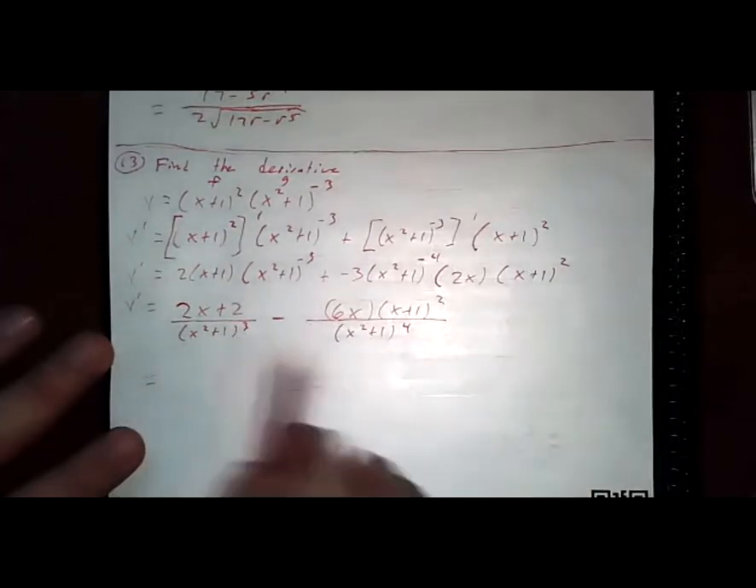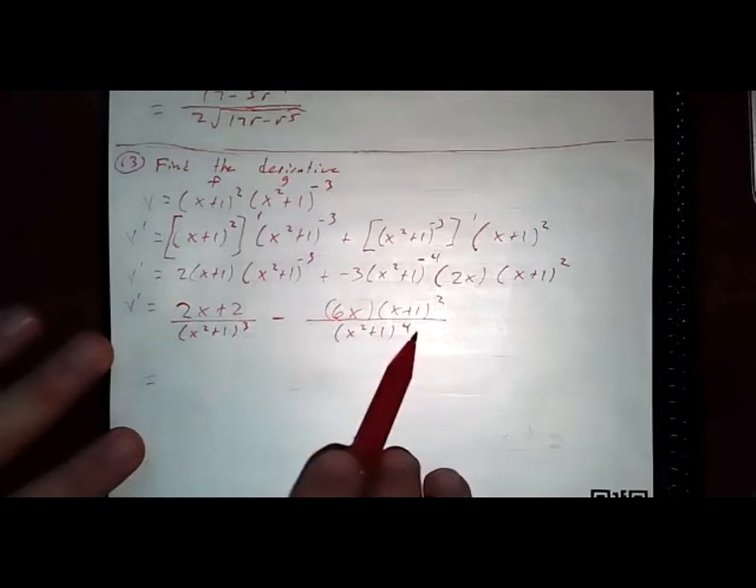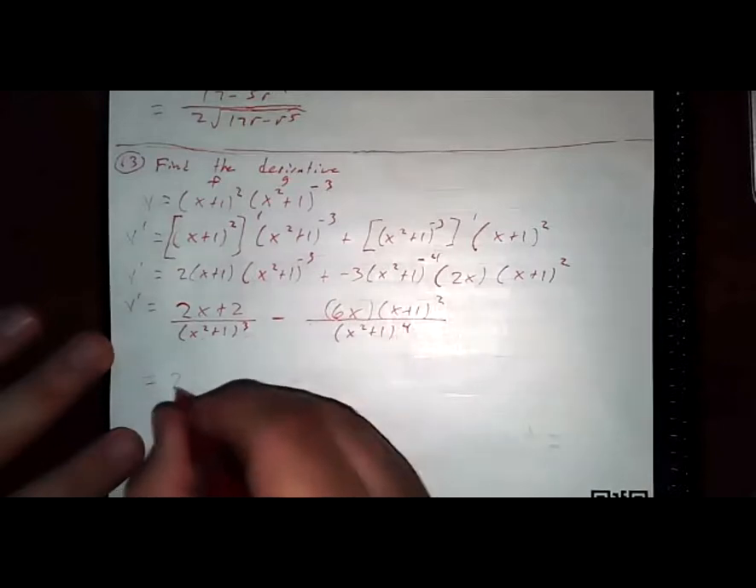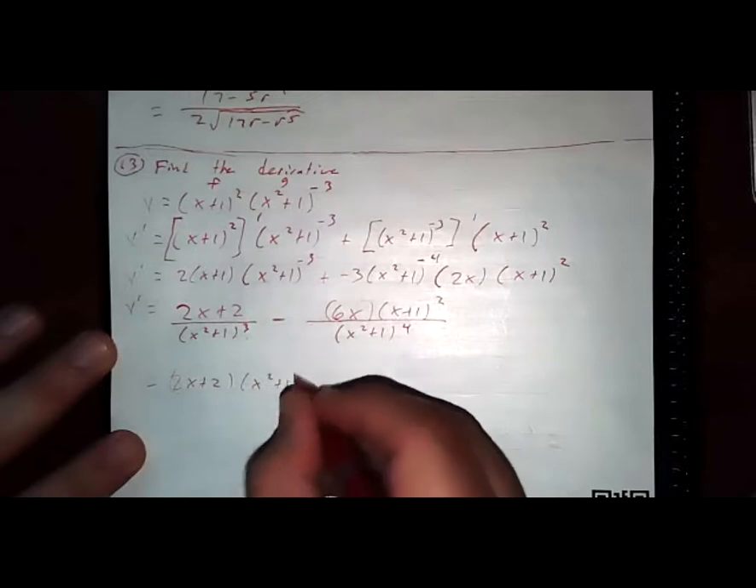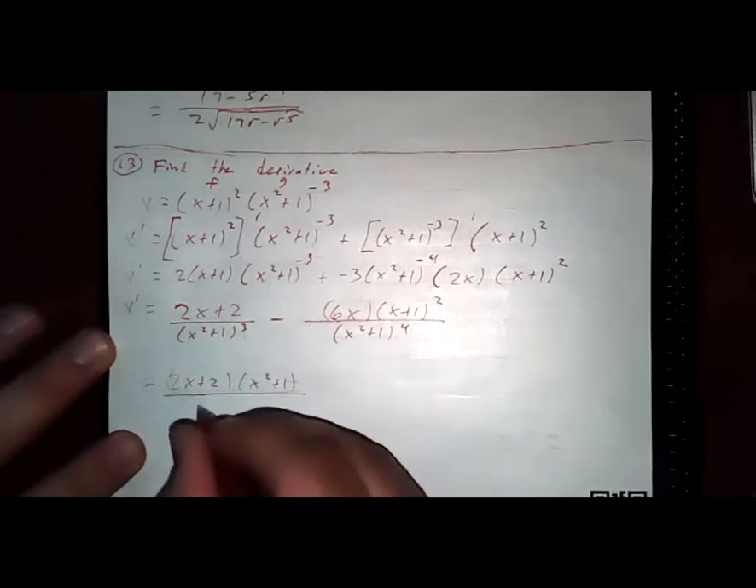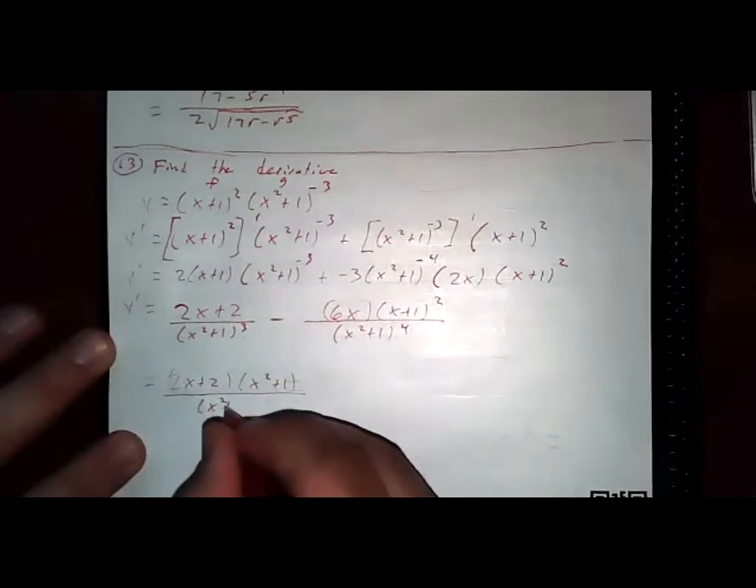All right, so LCD and we're done, right? This is a third power and that's a fourth power. So I need to multiply the top and bottom by this guy. I'm going to skip an LCD step. Hope that's okay.